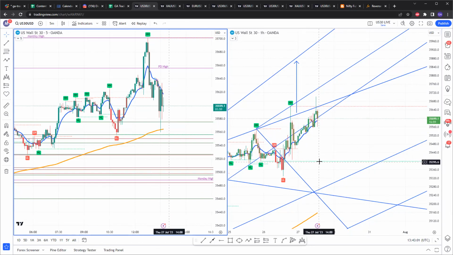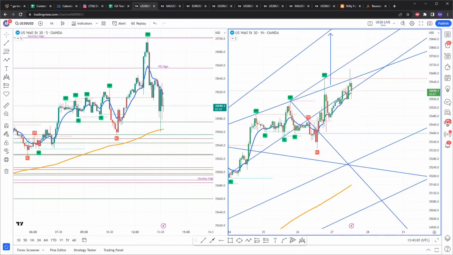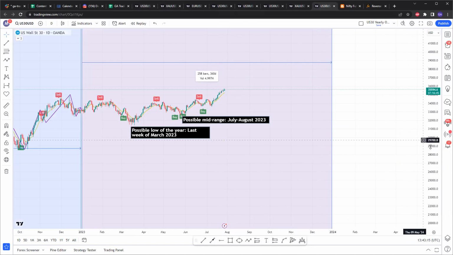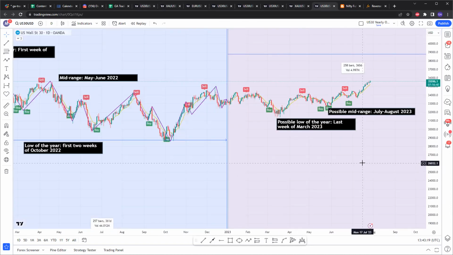Any questions regarding US 30 right now? All right, so just keep in mind those areas, 35,880 to 36,000, and put your reversal indicator on the daily time frame. I'll try and do this same analysis for gold.